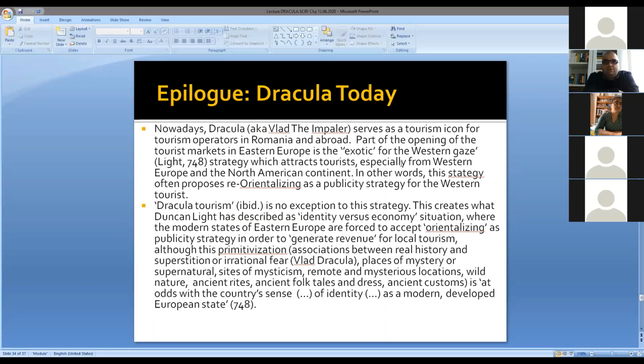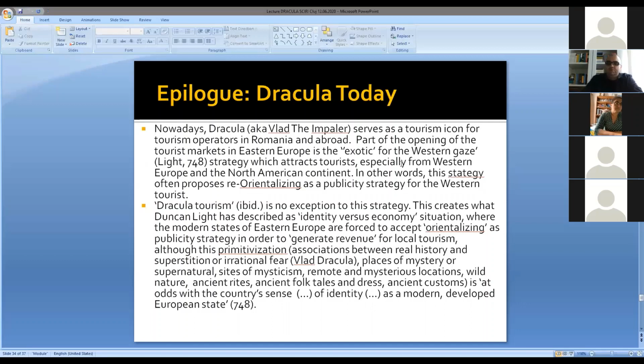This creates what Duncan Light has described as an identity versus economy situation, where the modern states of Eastern Europe, not just Romania, are forced to accept Orientalizing as a publicity strategy in order to generate revenue from tourism, although this primitivization, meaning the association between real history and superstition or irrational fear, the example of Dracula being the best one, places of mystery or supernatural, sites of mysticism, remote and mysterious locations, wild nature, ancient folk tales and dress, ancient customs, etc., is, quote, at odds with the country's sense of identity as a modern developed Romanian state.